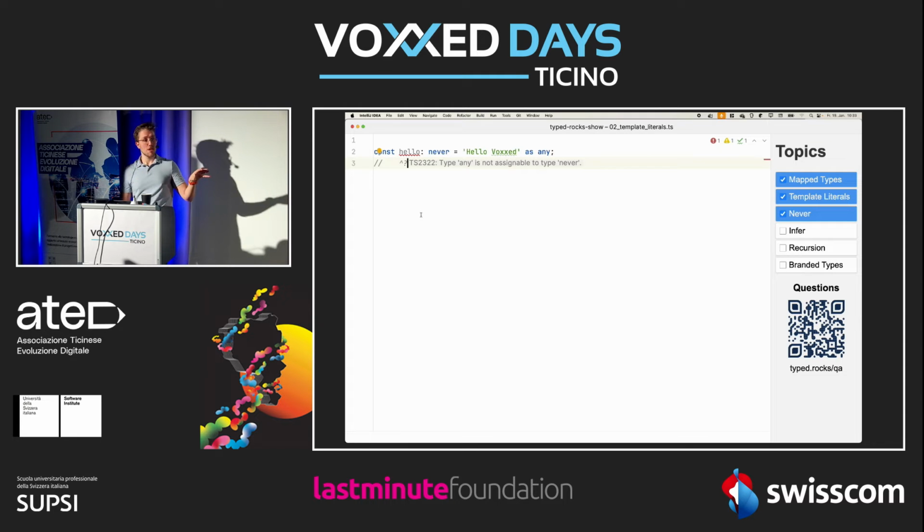But in this case, it does not work because you can't even assign any to never. You can think of it like this: any is on the top of this whole chain of types, but never is on its own. You can only assign something which is never itself to never.